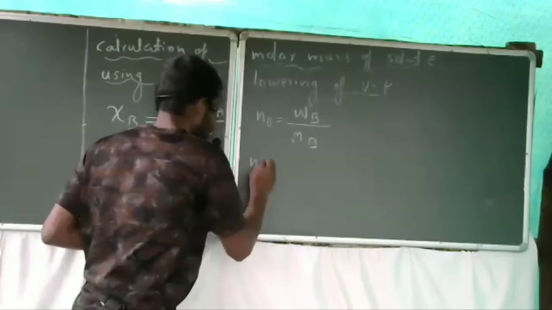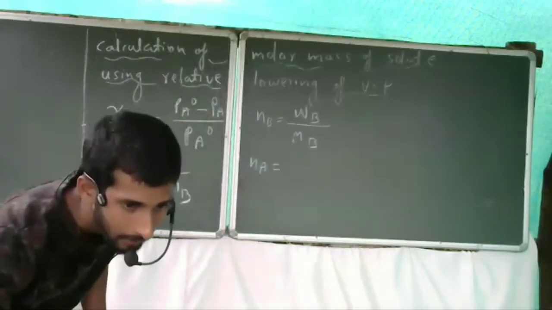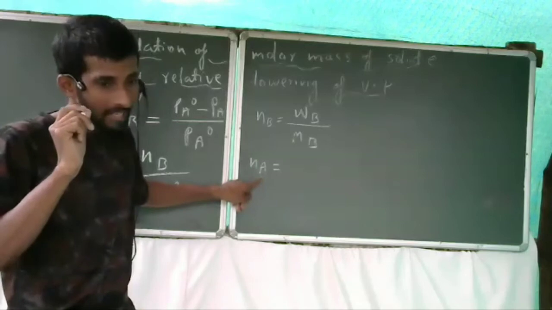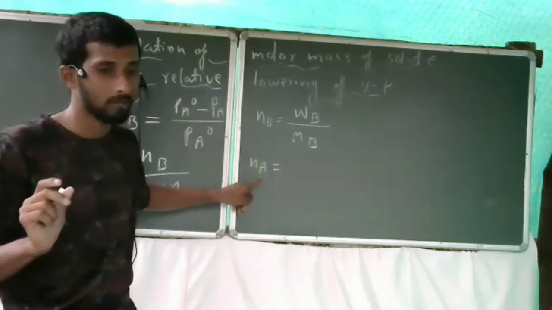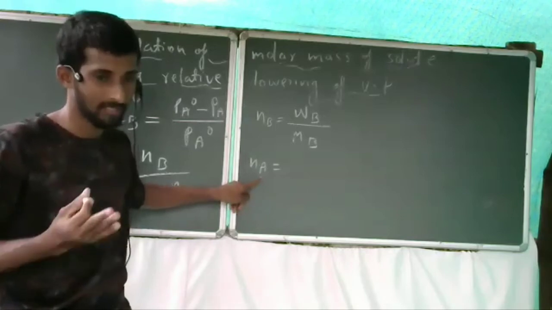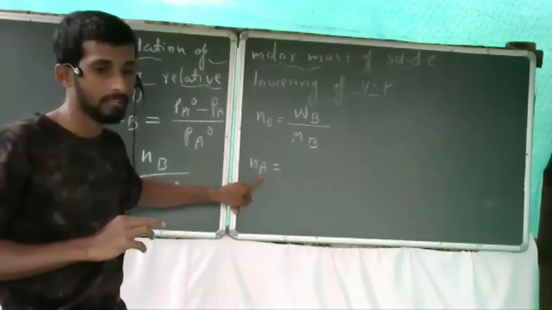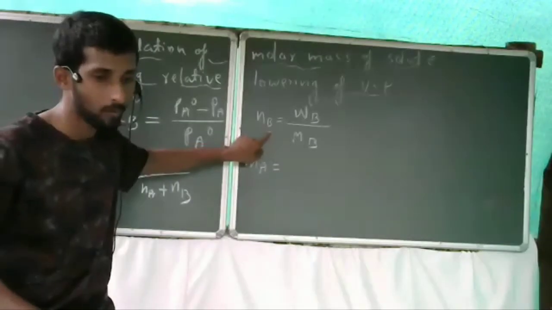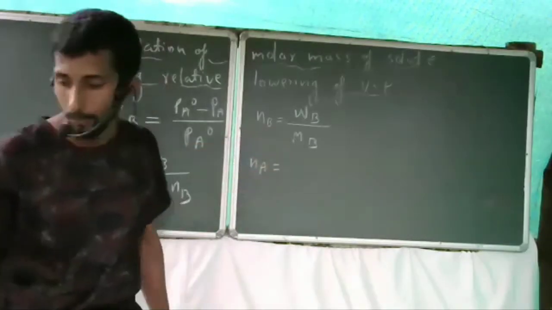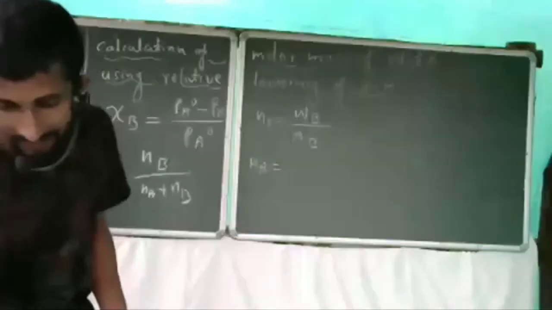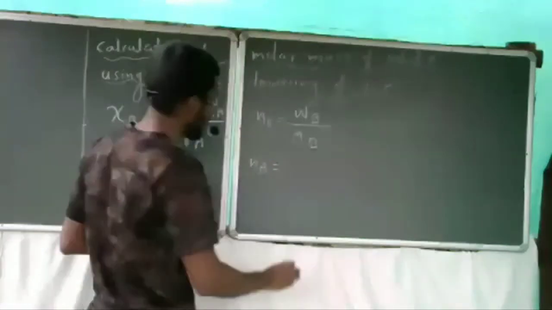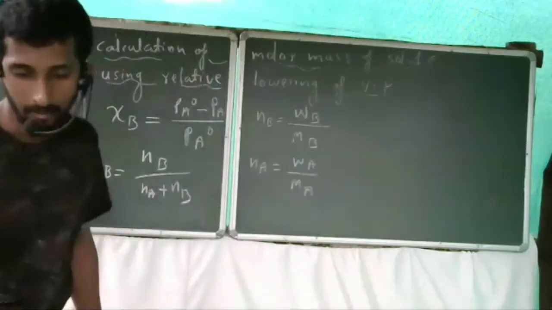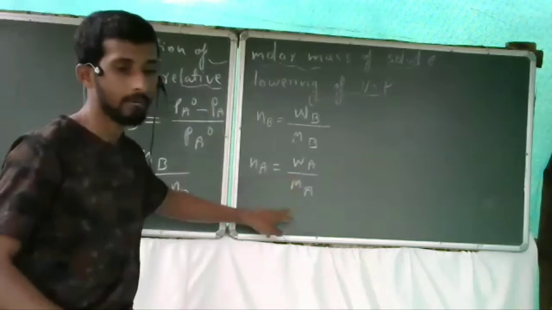Then Na, what is Na? Na is nothing but the number of moles of solvent. Remember one point: A means solvent, B means solute. It need not always be so, but generally in your textbook they mention it like that. A is taken as the solvent and B as the solute, the symbols used to represent solute and solvent. So Nb is the number of moles of solute, and Na is the number of moles of solvent. Then Na equal to Wa divided by Ma.